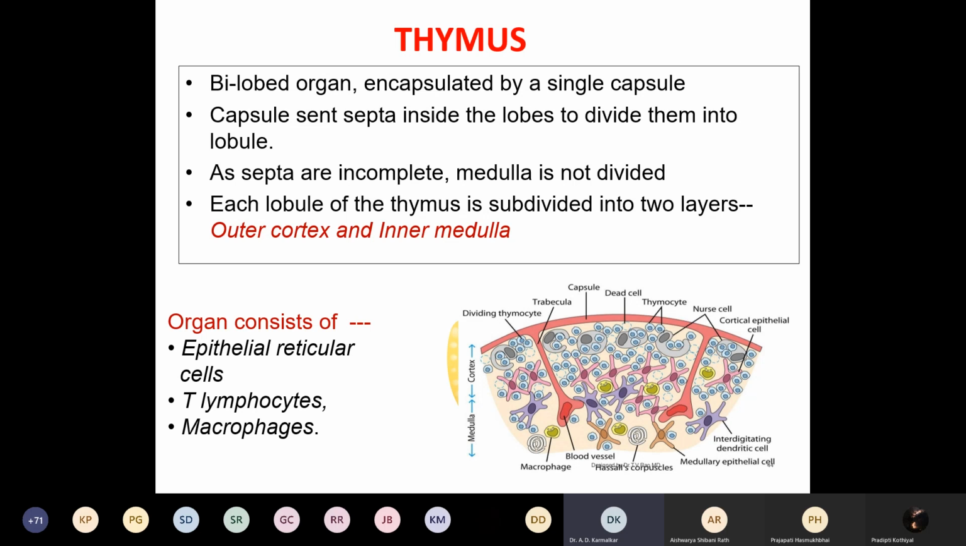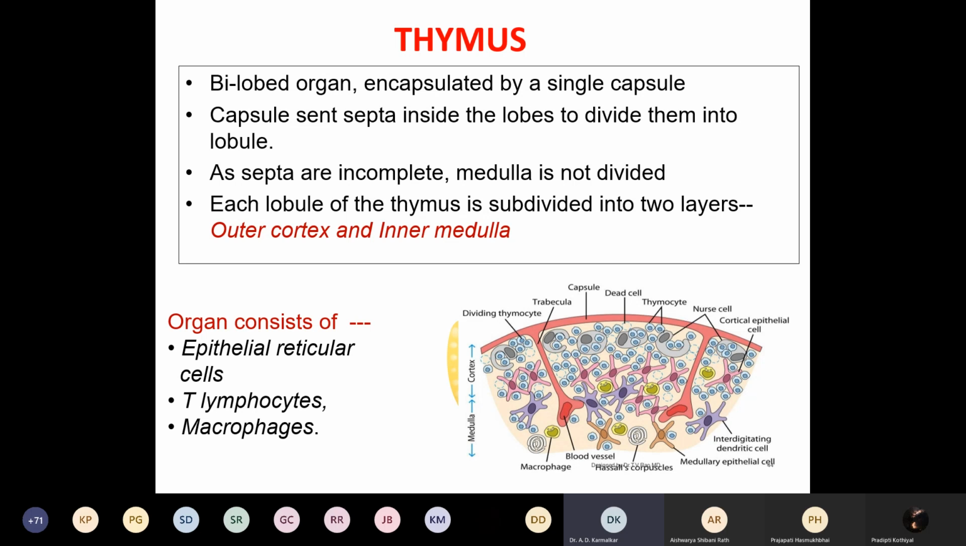If you see, these septa are not reaching the medulla. So outer is the cortex, inner is the medulla, and you can see the light zone, the light area in the center, which is communicating with each lobule. So that is the medulla. So the medulla is continuous.